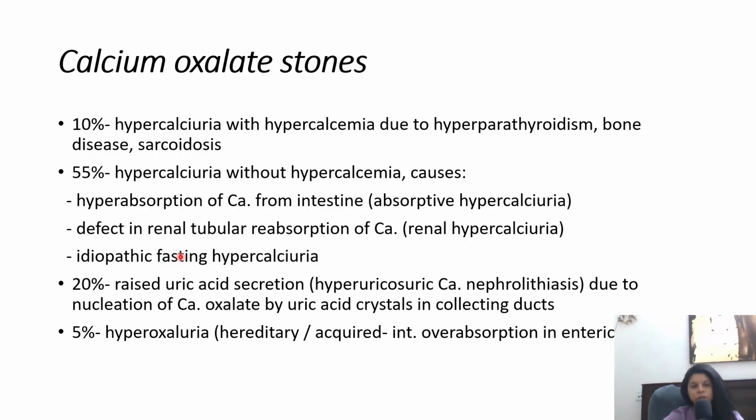Then there is idiopathic fasting hypercalciuria also. In some patients, if they are fasting too much, the calcium can pass out through the urine. Then there is raised uric acid or hyperoxaluria. In these conditions, if the patient already has a congenital condition in which there is increased uric acid secretion or increased uric acid or oxalic acid in the blood, then that will again help in precipitating calcium oxalate stones.